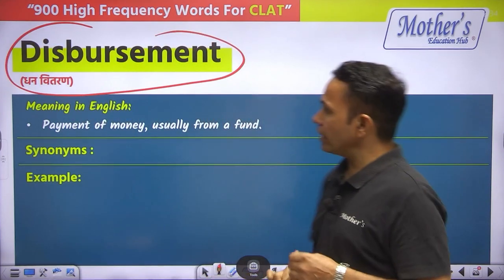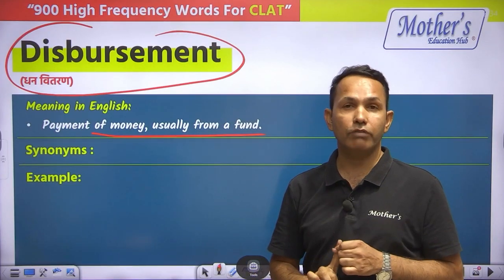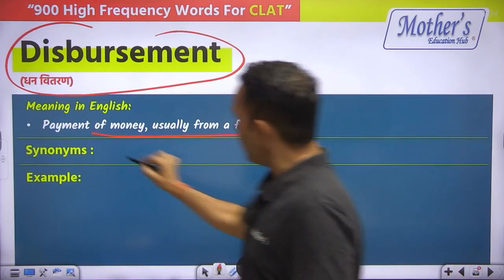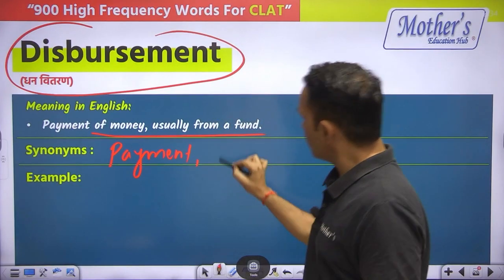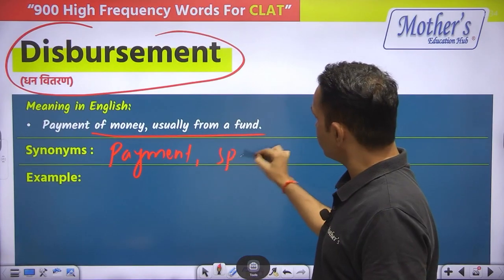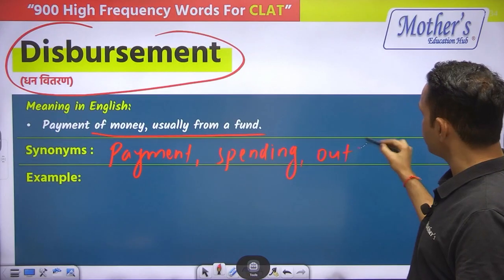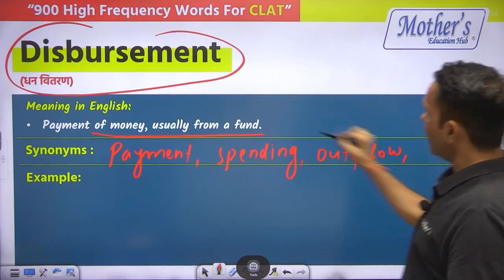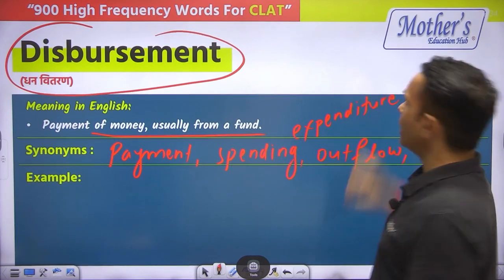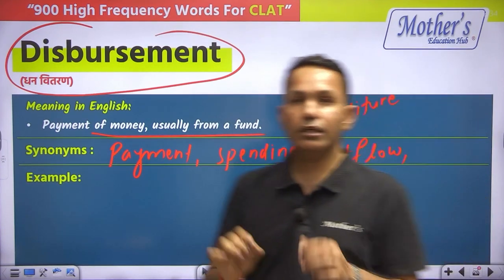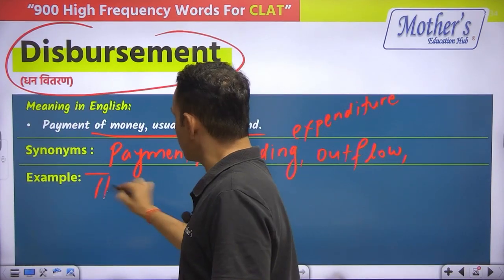Students, disbursement means payment of money usually from a fund. Similar words are payment, spending, outflow, expenditure. Let's use disbursement in a sentence. The disbursement of salaries was delayed last month.